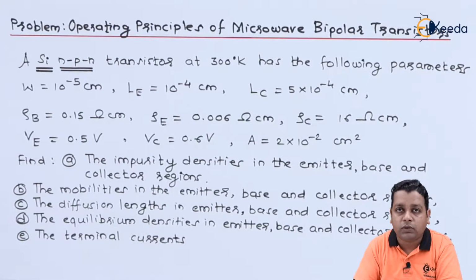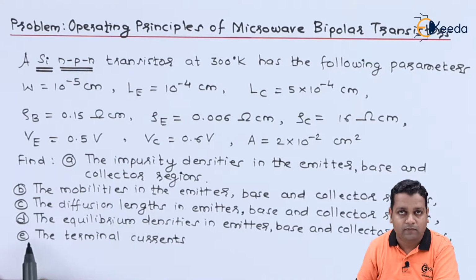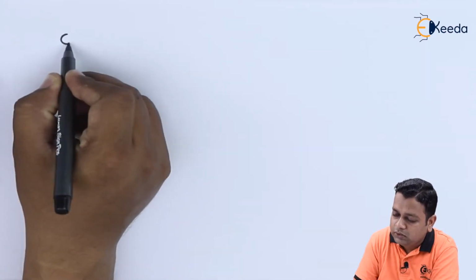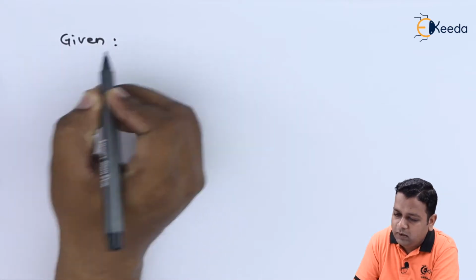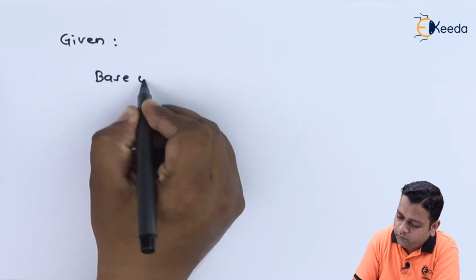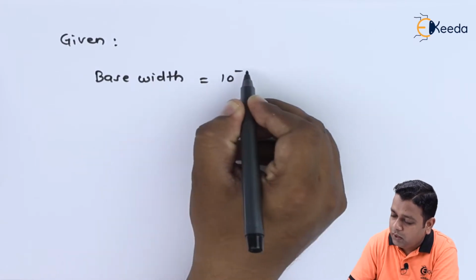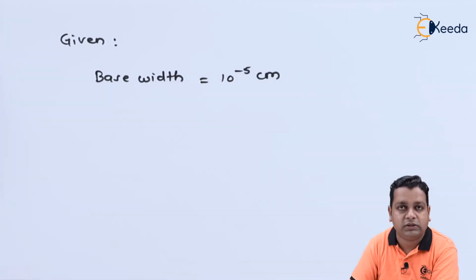So very first of all, from the problem statement, whatever the symbolic notations we have, we shall be identifying what the given details are, and then we shall be proceeding to find the solutions for part A through part E. So in the problem statement, the first parameter that has been denoted by W, we start with, so this is the given data. So W denotes here the base width. So base width is provided to us, that is 10 raised to power minus 5 centimeters.